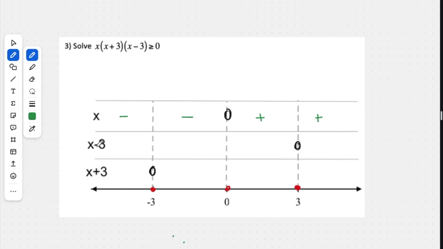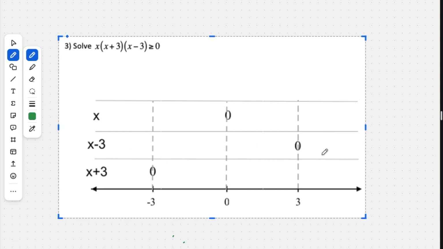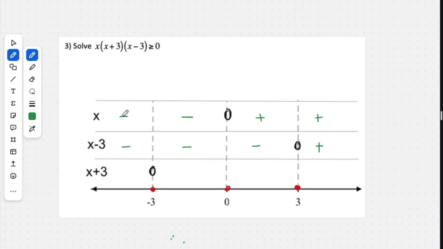So if I tested -4 in that, it's negative. If I tested -1 in there, it's negative. -1 minus 3 would be -4. If I tested 1 minus 3, that would still be negative. If I put a 4 in there, it's positive. So you might start seeing a pattern here. To the left of the 0 is going to be negative.